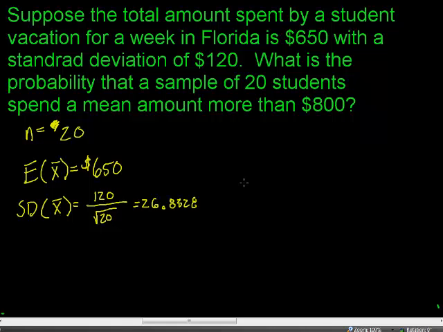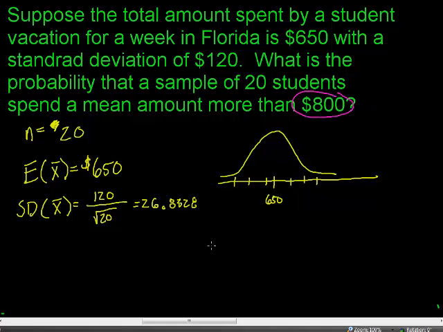All right. So I could draw a nice, beautiful normal model here. Well, I don't know about beautiful. And right smack dab in the middle, I expect $650. I can go up 1, up 2, up 3, down 1, down 2, down 3. Okay, now, where does $800 fall into the mix here? Well, that's what I'm going to need a z-score for.